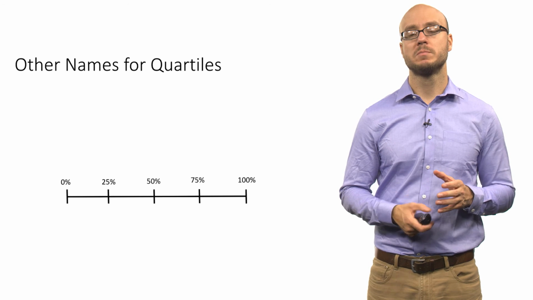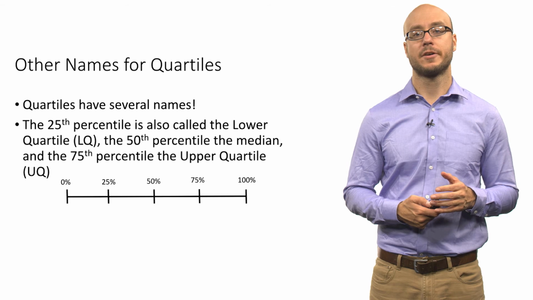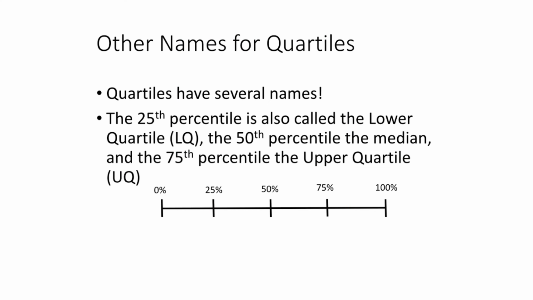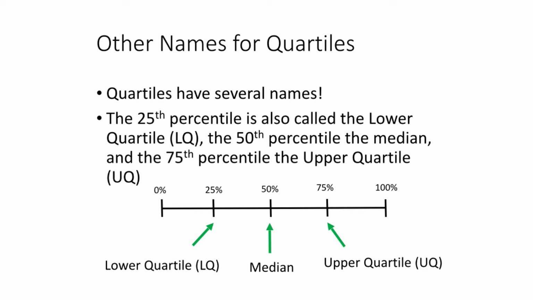There are also other names for quartiles that you might encounter. Sometimes the 25th percentile is also called the lower quartile, and the 50th percentile is called the median, as I just mentioned, and the 75th percentile is sometimes called the upper quartile. So if somebody's telling you, I looked at the value of the lower quartile and the value of the upper quartile, what they're really talking about is the 25th and the 75th percentile, right? And I've labeled it here. Again, this is just all terminology. It all means the same thing.